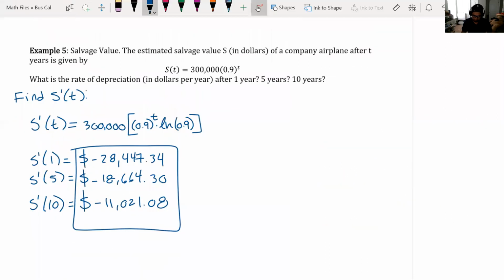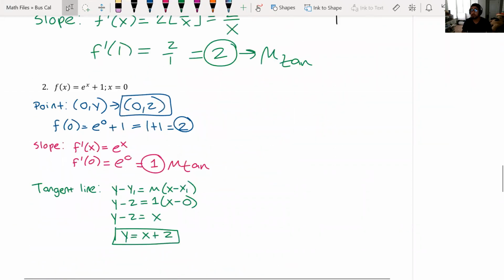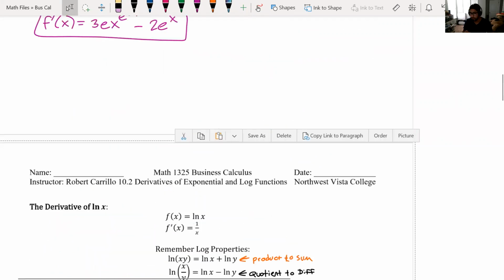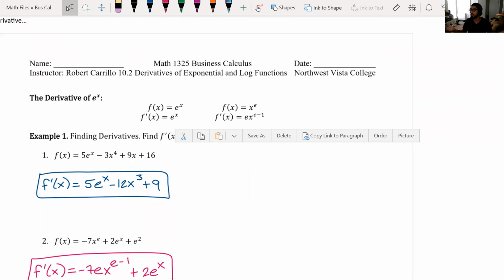Well, that was more derivatives, including log functions and exponential functions, and it's not too bad, right? So, other than that, it's done. See you at the next one.